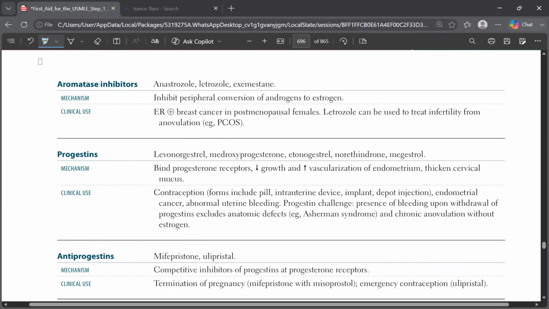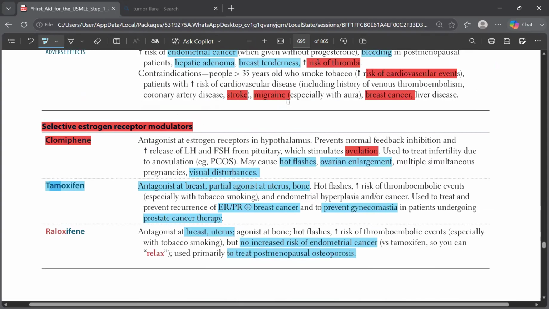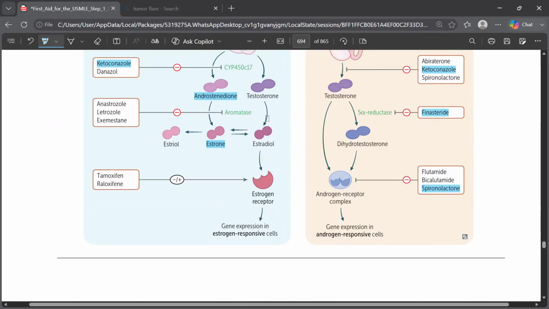Next, we have aromatase inhibitors. These are anastrozole, letrozole, and exemestane. So zolzol and mestane. Aromatase inhibitors, we have discussed these here. They prevent the conversion of androstenedione into estrone.